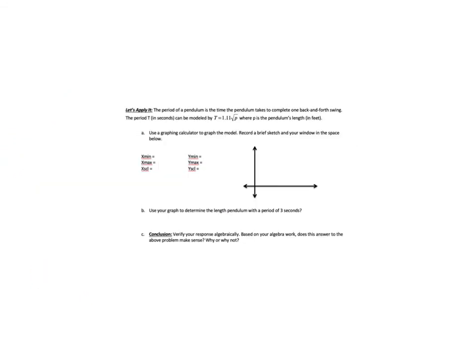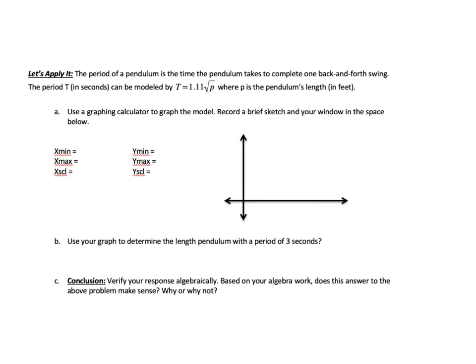So, pretty simple word problem here. We'll read it together. The period of a pendulum is like a needle that swings back and forth. Maybe you have one on one of your clocks at home. The period is the time something takes to cycle back and forth. So the period of a pendulum is the time the pendulum takes to complete one back and forth swing.